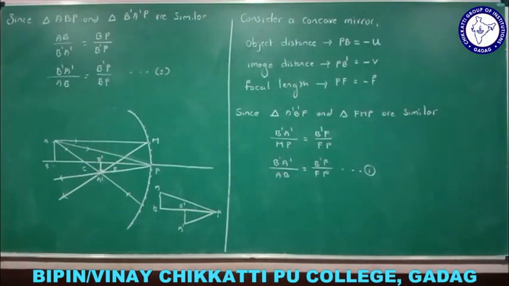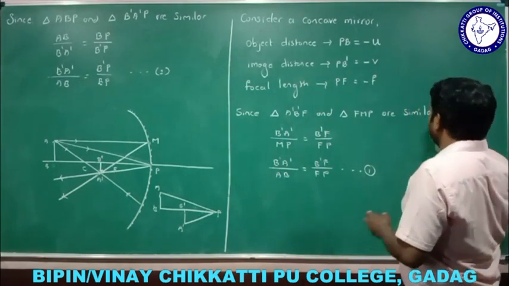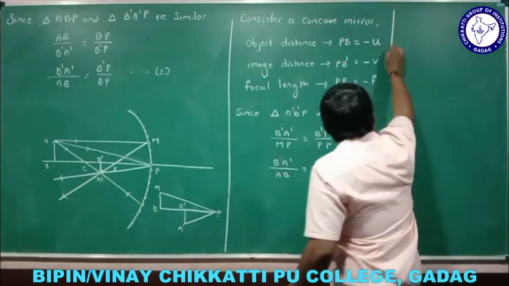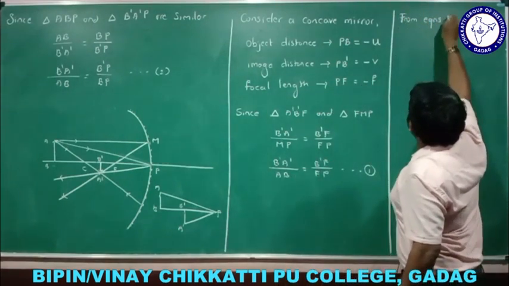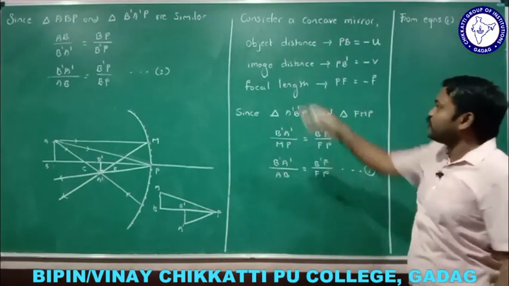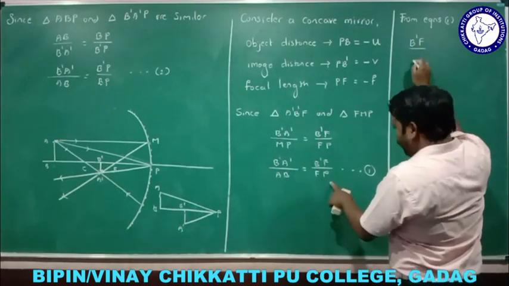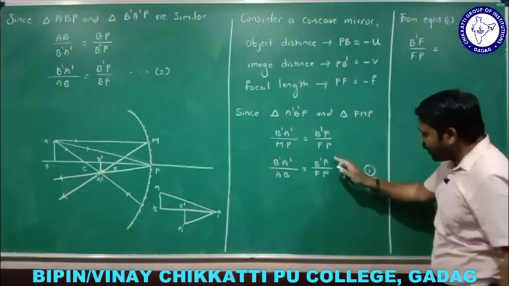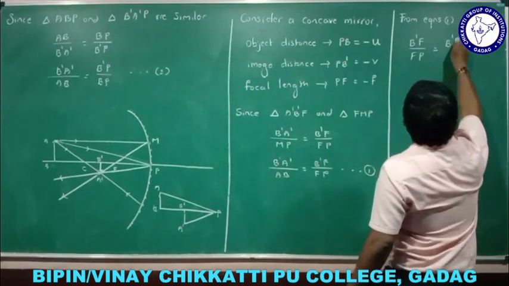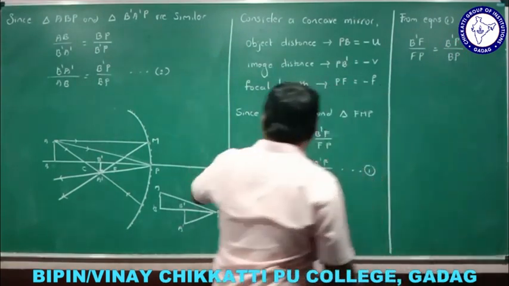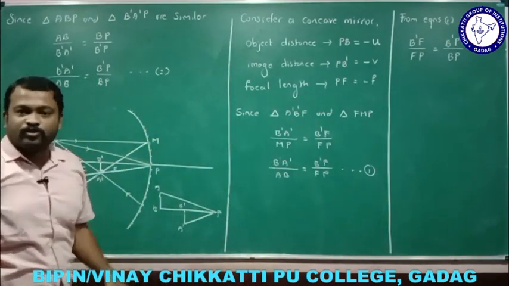If I want to solve now, let me make some space here and continue the derivation. From equations 1 and 2, B dash F divided by FP is equal to B dash P divided by BP. So both are equal, right? Since the left hand sides are equal, the right hand sides must also be equal, right?